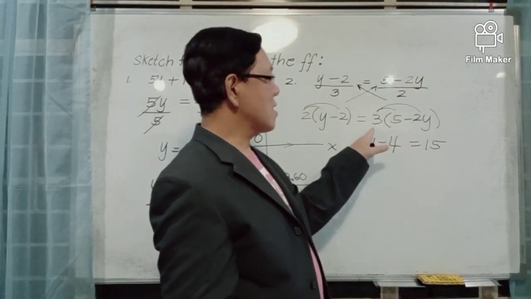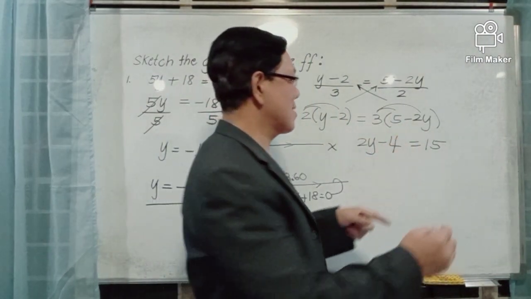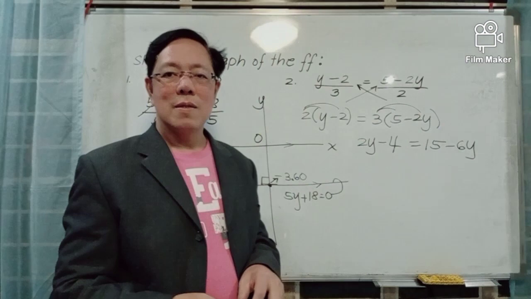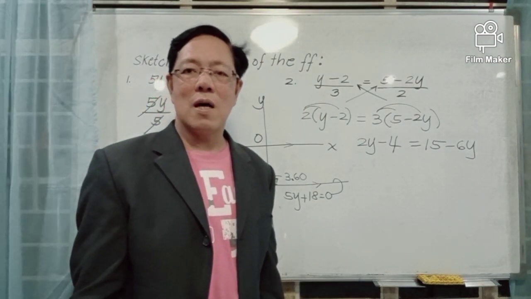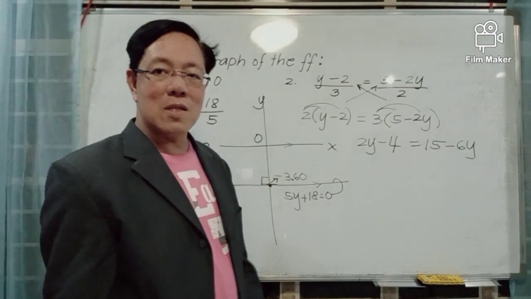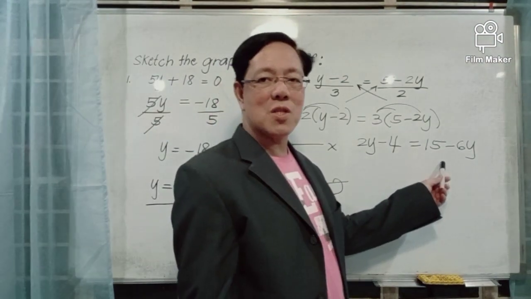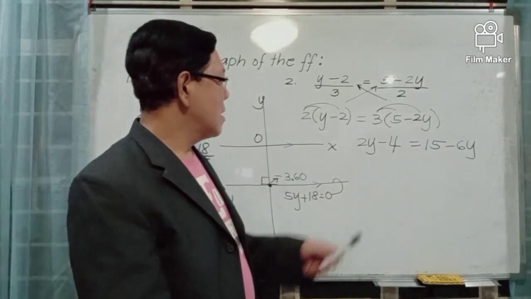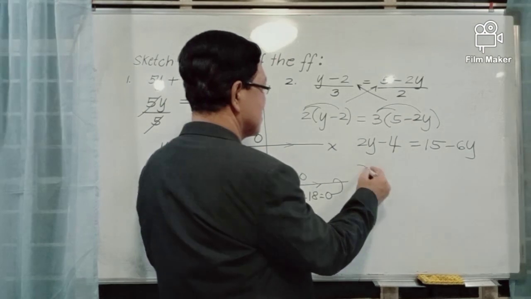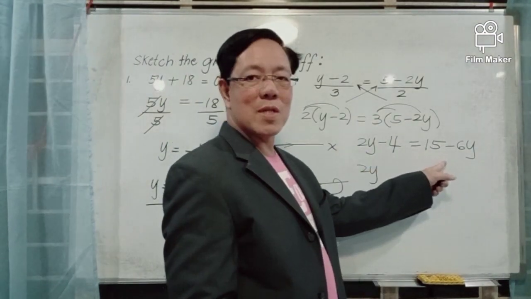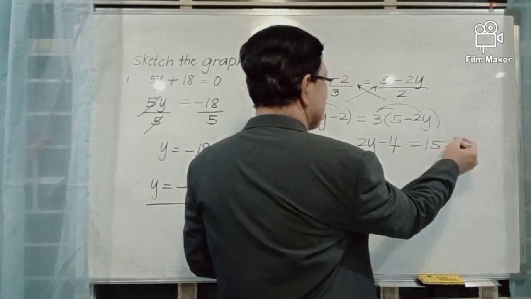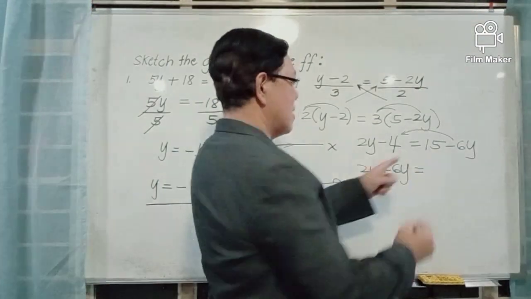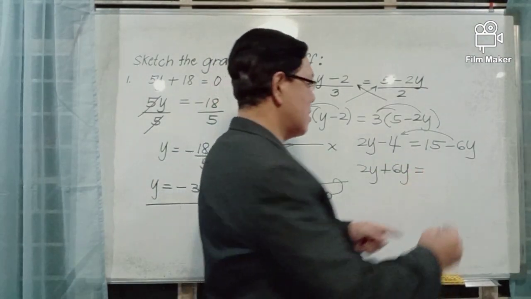3 by positive 3 by negative 2 is negative 6y. So we have removed the grouping symbols. Now we collect all the constant terms to the right hand side of the equation, and all the terms with y to the left side of the equation. At the left side we have 2y. This negative 6y we transpose to the left, and we get positive 6y, equals, we have 15 at the right hand side of the equation.